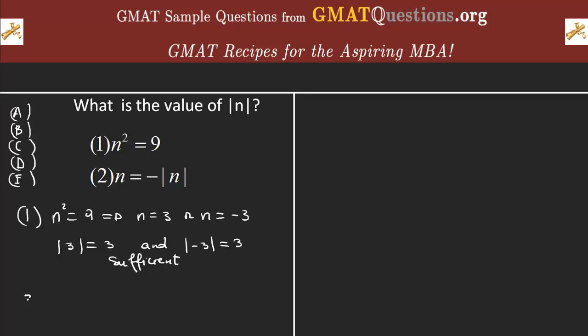Number two. Statement number two. We're given that n is equal to the negative absolute value of n. As you know, the absolute value of n is a distance. So it's always greater or equal to 0. If you don't know that, go back to our videos on absolute value. We have actually a video dedicated to the definition of the absolute value. Okay? So I'm sure you know that the absolute value of n is a non-negative number.